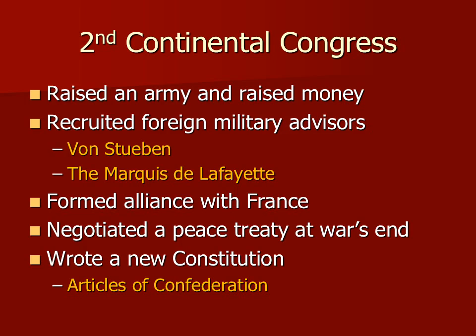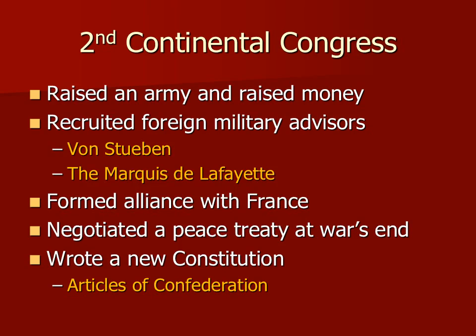Two more. When the war was over, it'll be the Second Continental Congress that will negotiate the peace treaty to end the war. Negotiating treaties such as this is something that a national government does, and this is something that the Congress will do. Again, we'll talk about that later, but it is another thing that the Congress did that showed it was acting as a national government. And the last is that during the war, the Second Continental Congress will write our nation's first constitution.